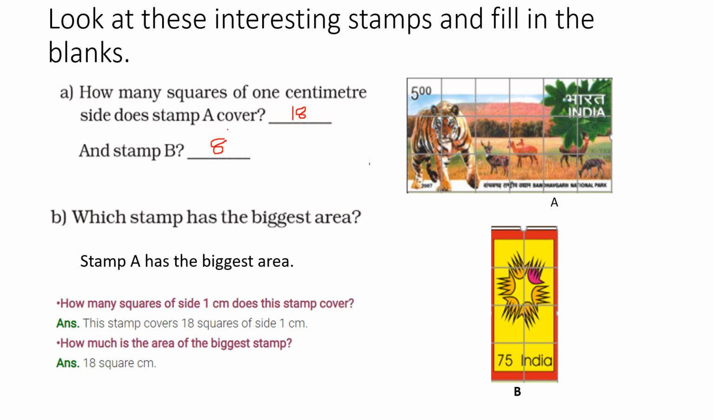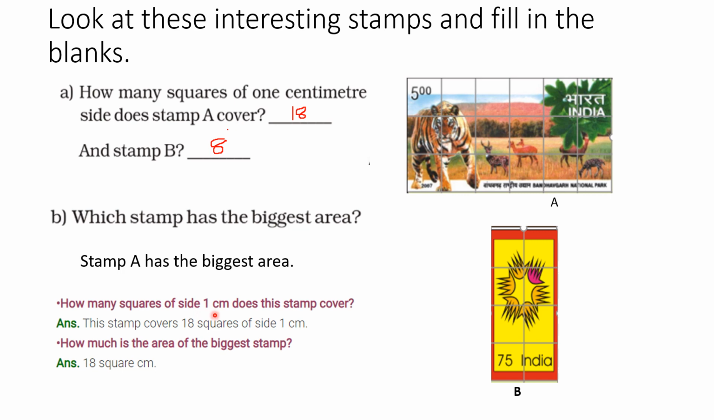Okay. Question number B. Which stamp has the biggest area? Here we got 18 and here we got 8. So which stamp has the biggest area? Stamp A has the biggest area because stamp A contains 18 squares of 1 centimeter and stamp B has 8 squares of 1 centimeter. So which has more squares? Stamp A. Clear? The stamp A has the biggest area.